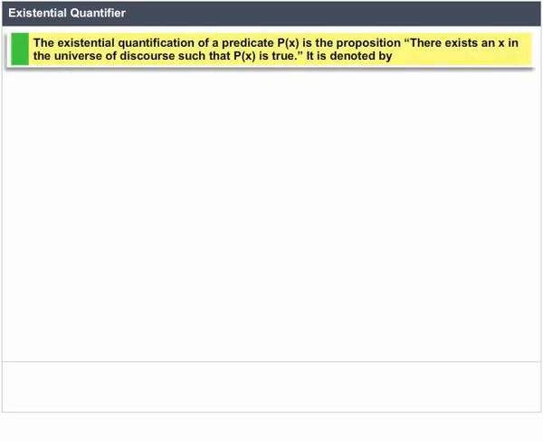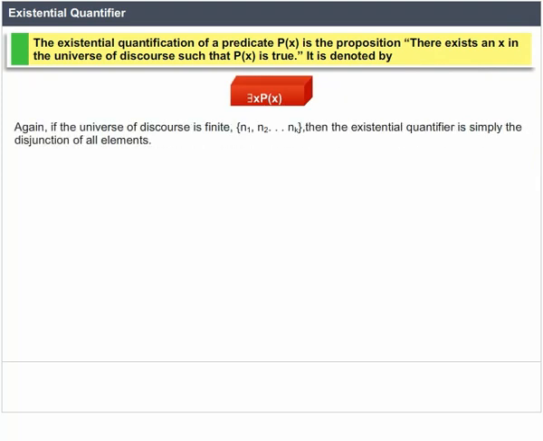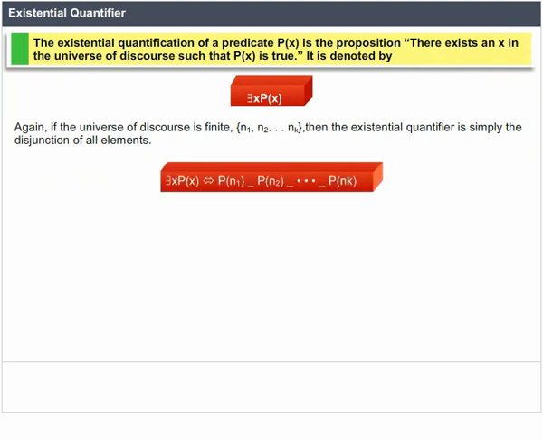Existential quantifier. The existential quantification of a predicate p of x is the proposition: there exists an x in the universe of discourse such that p of x is true. It is denoted by there exists x, p of x. Again, if the universe of discourse is finite, n1, n2, etc., nk, then the existential quantifier is simply the disjunction of all elements. There exists x, p of x, if and only if p of n1 or p of n2 or ... or p of nk.